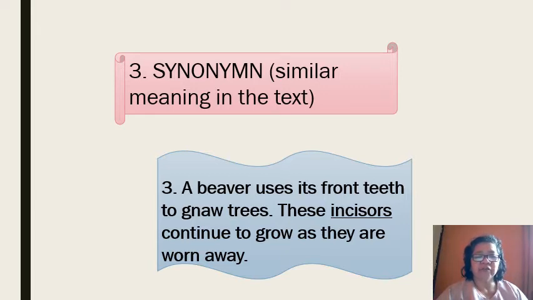There's another difficult word that you can find in the sentence, that is gnaw. So, what do you think is the clue to the word gnaw? That's correct. It is still front teeth. If front teeth is the clue, then what do we mean by gnaw? Very good. So that is to cut or to bite.